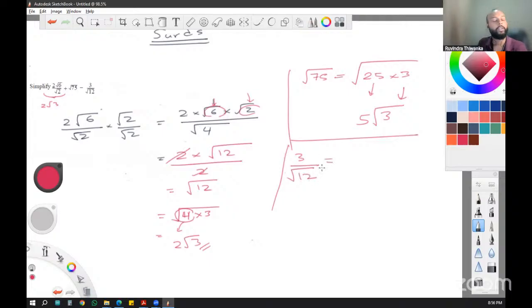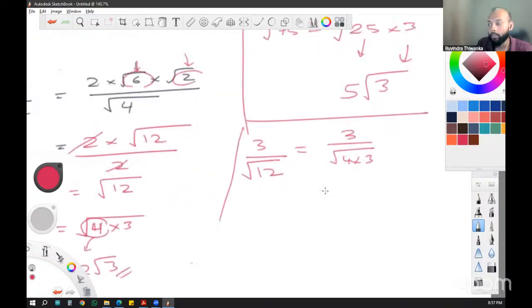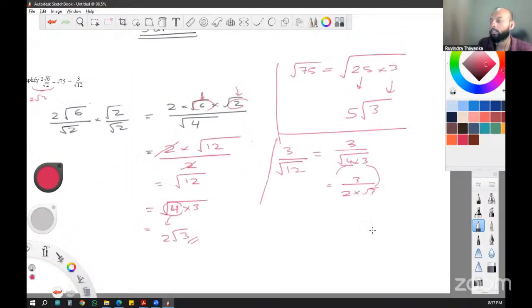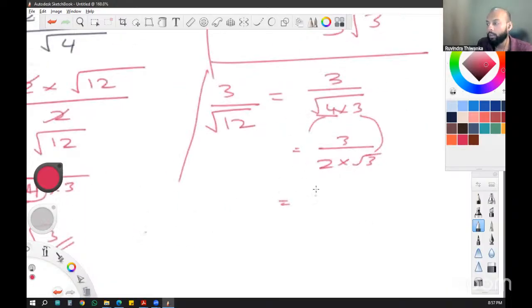This one we need to rationalize the denominator. Before rationalizing, I can see root 12. We can just change it like this: root 4 times 3, right? Because it's root 12. So 3 over 2 into root 3. Why does this root 4 become 2? Root 3 I just took directly. Now we have 3 over 2 root 3.